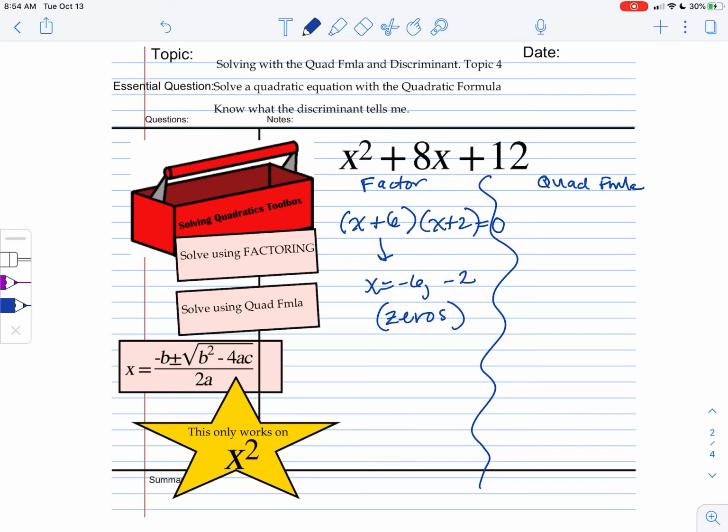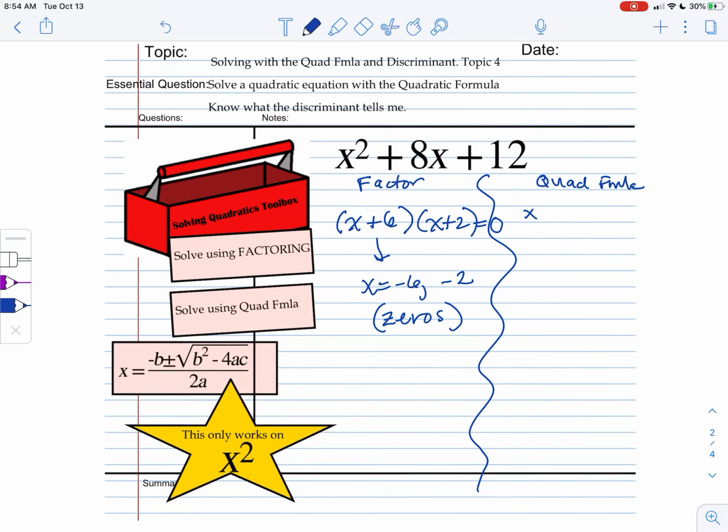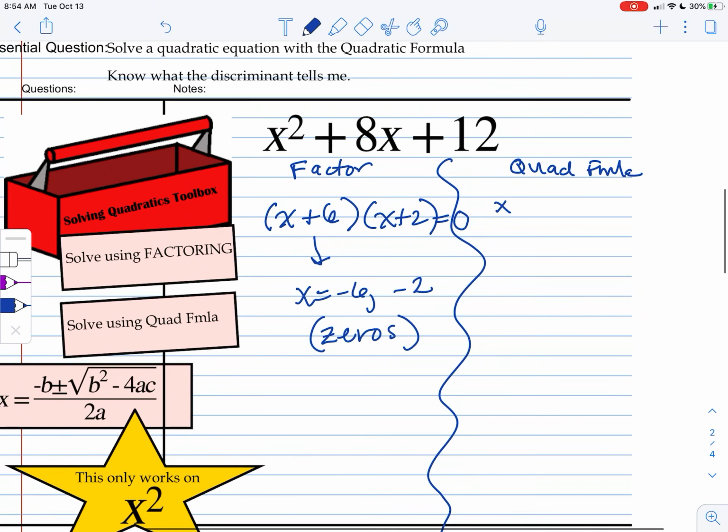Let's say you don't like factoring very much. Well, on any x squared, only x squared, notice I put it in this little yellow star, only x squared, you could also use the quadratic formula. So the quadratic formula, as listed there, x equals negative b plus or minus. This is how we get two answers. These are quadratics, so they have two answers. Plus or minus the square root of b squared minus 4ac all over 2a.